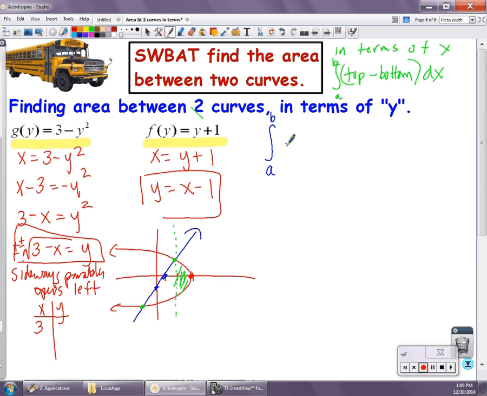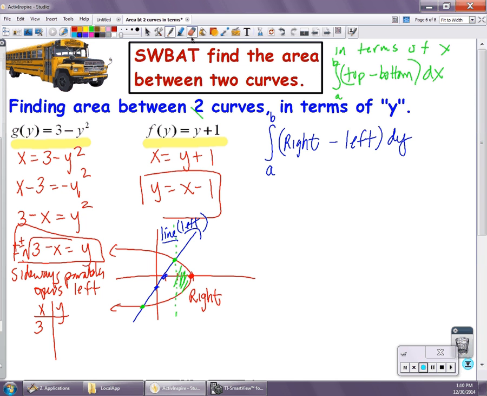And instead of doing a top curve, we're going to do the right-hand curve in terms of y minus the left-hand curve in terms of y. So in this problem, notice that the parabola is on the right-hand side all the time, and that the line is the left-hand side all the time.